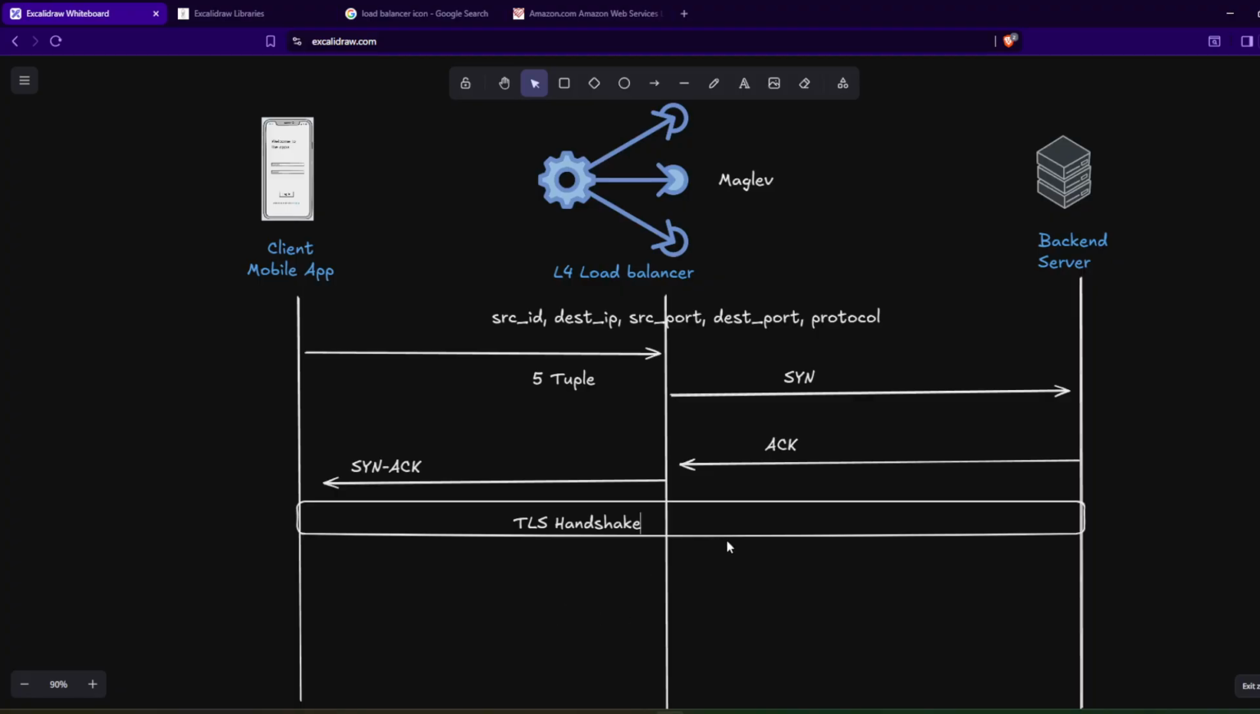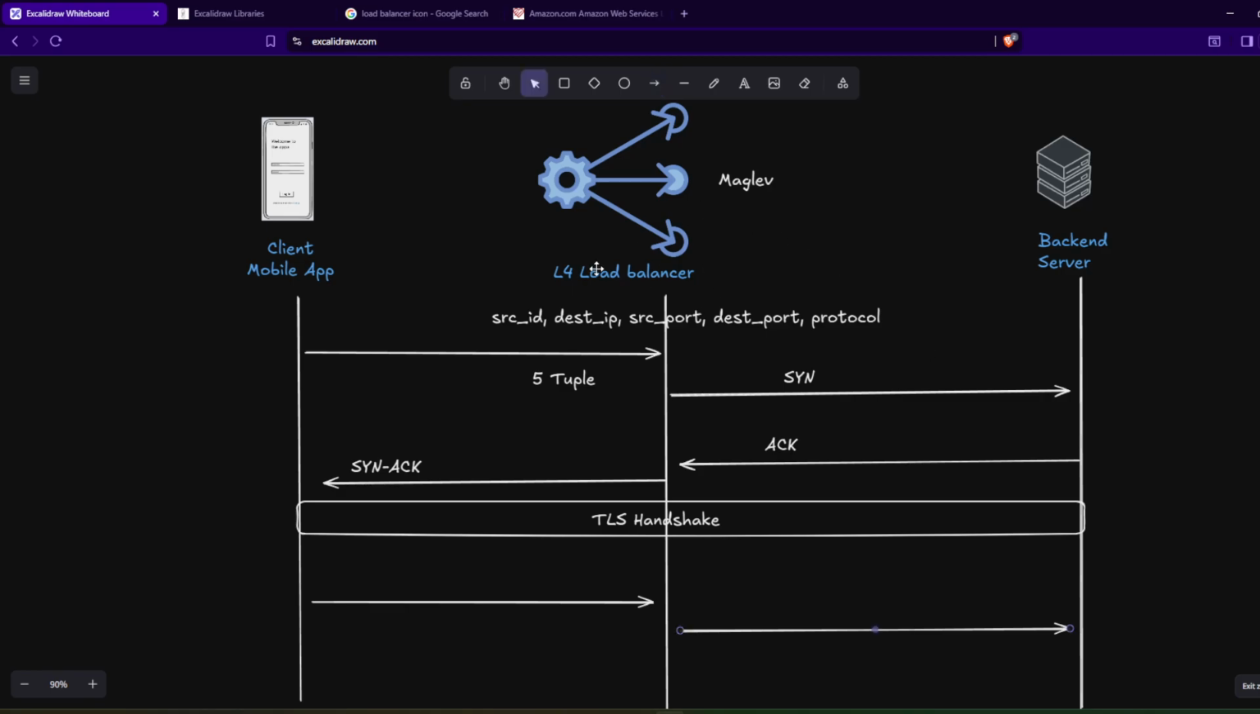So then what would happen is our client will start sending the data based on the source IP, this five tuple: destination IP, source port, destination port, and protocol. Based on this five tuple, the data will then keep on getting forwarded from here.